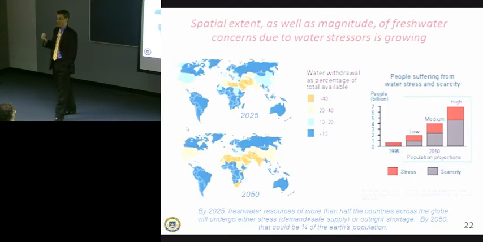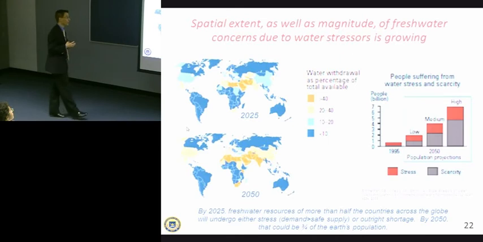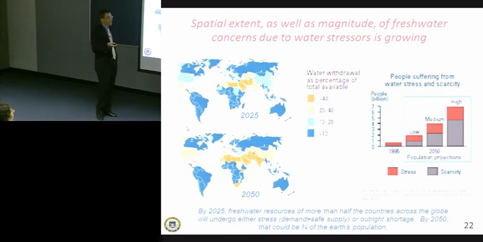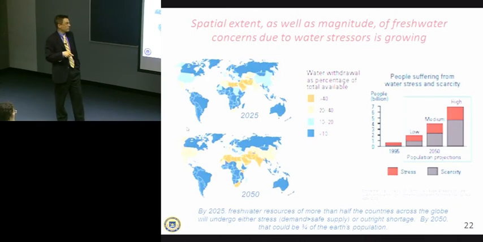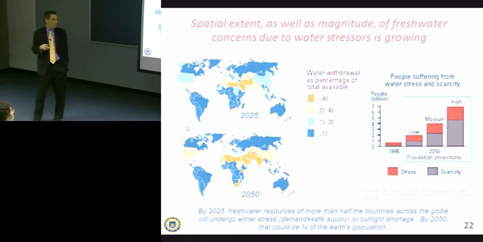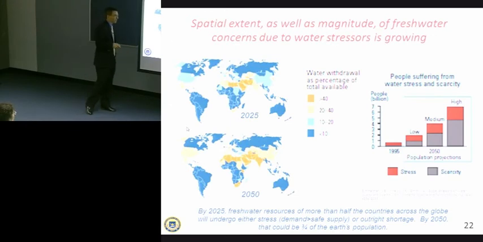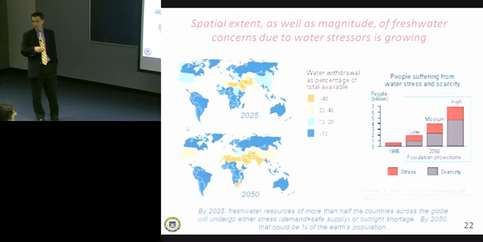Okay, so again, imports become very important. You can see water moving around, or people moving around, because people need water. As populations grow, there are projections going out to 2050, anywhere from 2 billion to 7 billion people either experiencing water stress, and stress is defined here as where the demand is greater than the safe supply, or just outright shortage.